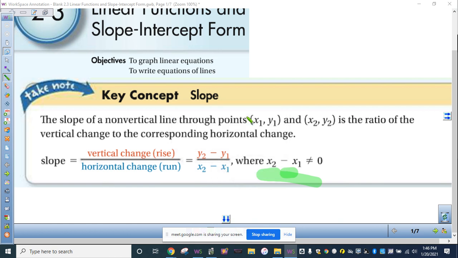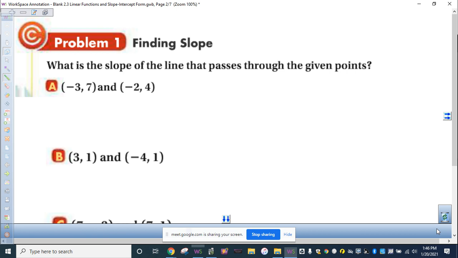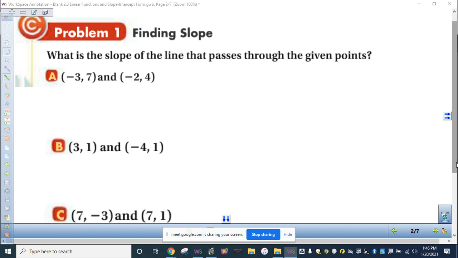So 2, 3 linear function slope-intercept form, slope y2 minus y1 over x2 minus x1. That's good. Next one. So write down the A and B. I'll make it so you can see C as well.